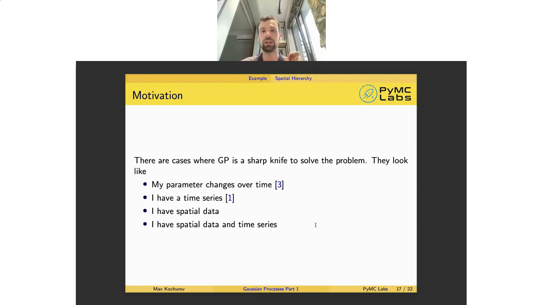It is really fair to say that Gaussian processes are like a Swiss knife in Bayesian analysis. I've worked with many projects, real world applications, and in many cases, Gaussian process was very helpful to represent a complicated dependency. Whether it be a changing parameter over time, or a time series or some spatial dependency, it has always sparked some real novel ideas about how to think about the problem.